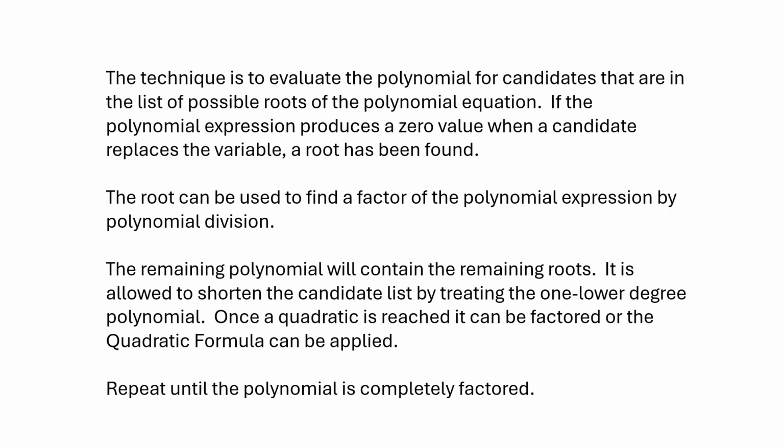The technique is to evaluate the polynomial for the candidates in the list that we have made. And when they produce a 0, we have found a factor. So if I get a solution x equals 1, I subtract 1 from x and get a factor, and divide the factor out of the polynomial, reducing its degree by 1. And I would repeat this until I get it down to either a quadratic or linear equation that I can handle.